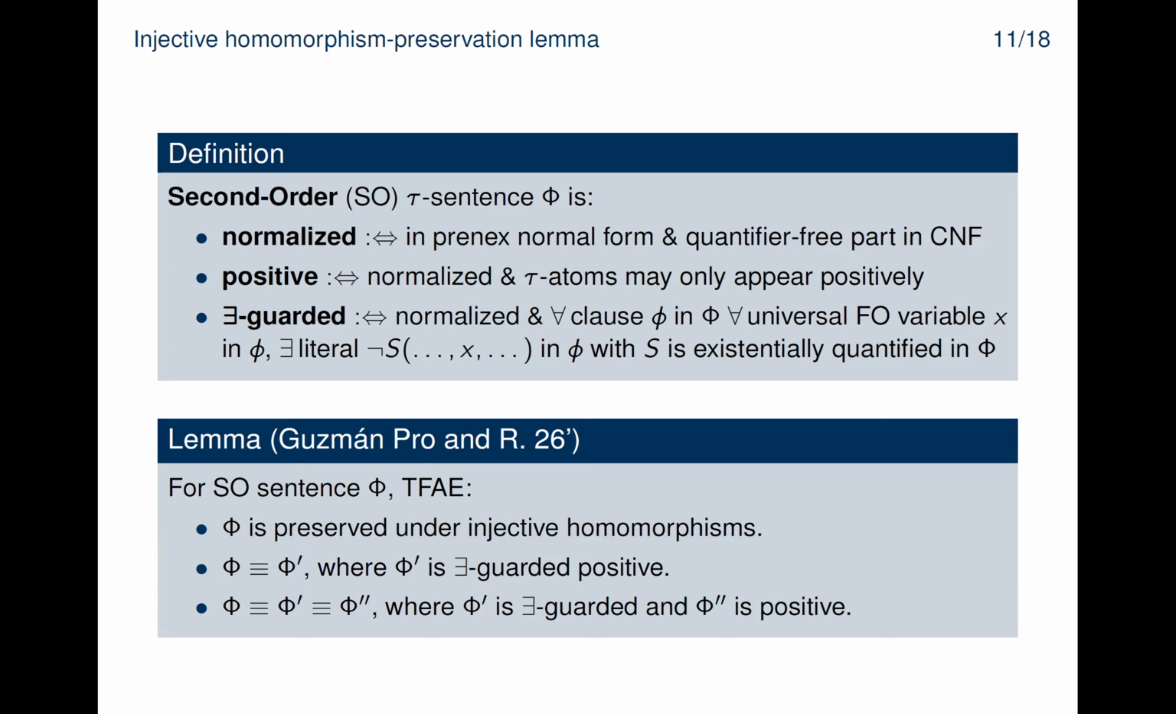Now under this notion, we realized that it gives us a sufficient and necessary condition for preservation under injective homomorphisms, right? So a second-order sentence is preserved under injective homomorphisms if and only if it is equivalent to an existentially guarded positive sentence. And this gives us an idea of what sort of sentences to look at if we want to have preservation under homomorphism at all, but so far it's just injective.